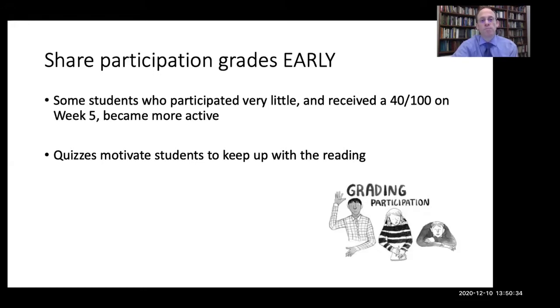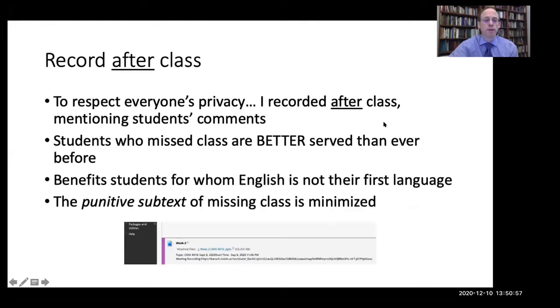So I also share participation grades early. Within the first 5 weeks, I already gave some participation grades. And for the people who got 40 out of 100, I don't give 0 because 0 really lowers their percentage. If it's an F, I give 40 out of 100. Basically, they become more active. And the quizzes also motivate them to keep up with their reading.